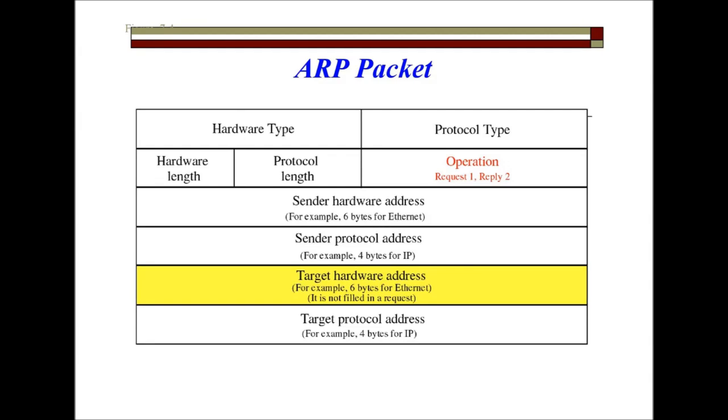So our packet contains the field operation, which is used for request, and this is a broadcast message, and after that the reply, which is a unicast message from a specific device, which contains the MAC address, the physical address regarding a specific IP address.